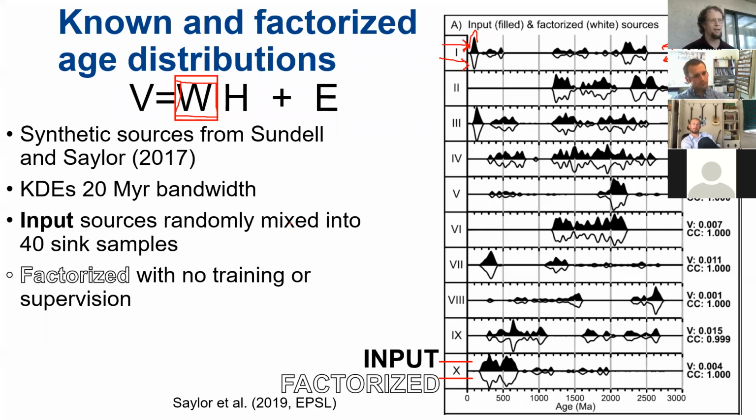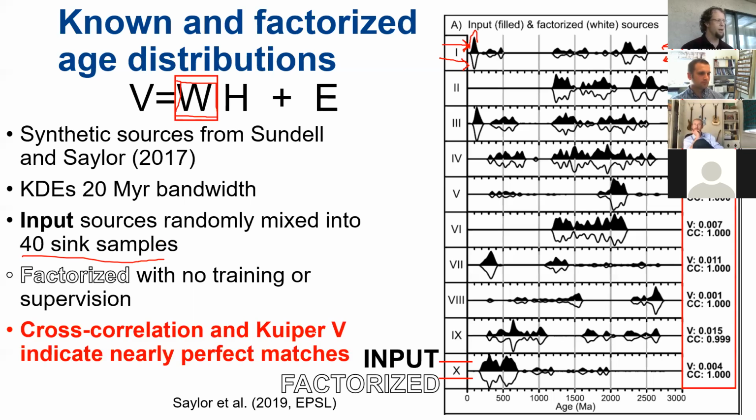With the understanding that this is a fully synthetic data set, it's pretty remarkable nevertheless. I was sort of floored when I saw this. So again, just making the point that all that the NMF algorithm ever saw was these 40 sink samples. It never saw the 10 original sources, and yet we were able to get back basically what those sources look like. Cross-correlation and Kuiper indicate nearly perfect matches.